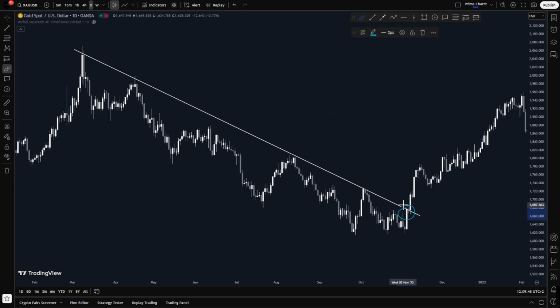But watch this, right here, boom, this is where the break happens. Price breaks above the trend line that was previously holding it down. And what does that tell us? That the sellers are losing strength, and the buyers might be stepping in.